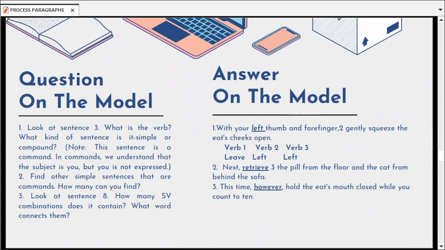Answer on the model. With your left thumb and forefinger, gently squeeze its cheeks open. For one, simple. For two, compound. For three, compound. Next, retrieve the pill from the floor and the cat from behind the sofa. This time, however, hold its mouth closed while you count to 10.